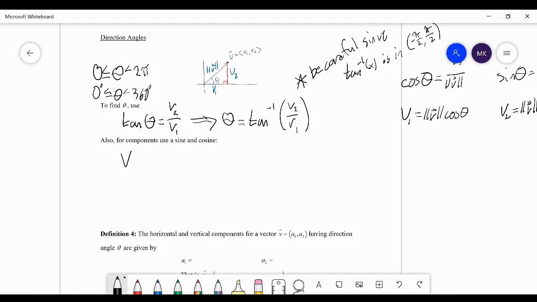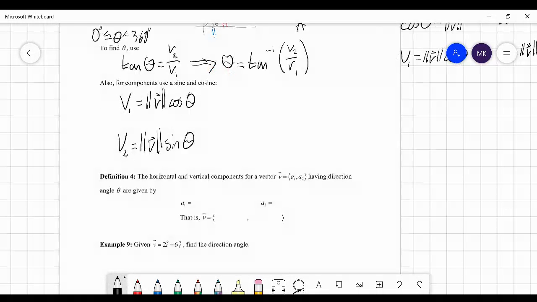So I'll just rewrite that over here. V1 is equal to the magnitude of the vector V times the cosine of theta, and V2 is the magnitude of vector V times sine theta. And if you remember from the unit circle, cosine gave us the x value, sine gave us the y value, and it still applies here. If we think of the components of a vector as x comma y, the x component is brought to us by the cosine, the y component is brought to us by the sine. So very nice and simple.